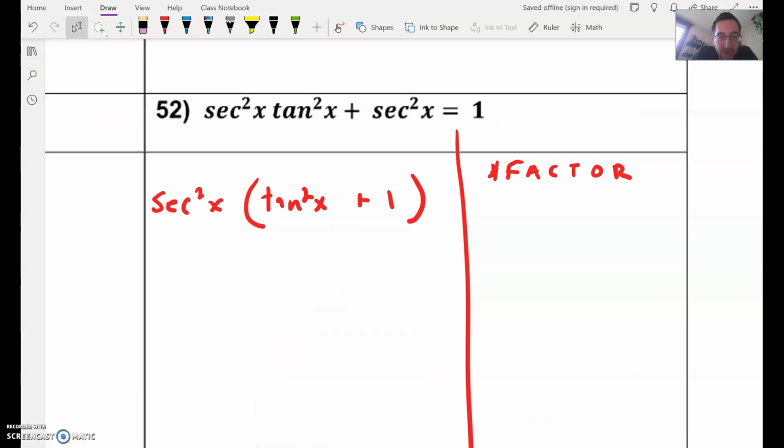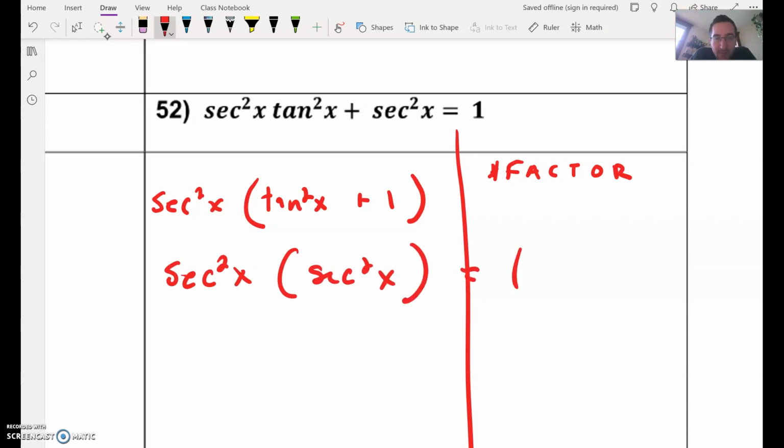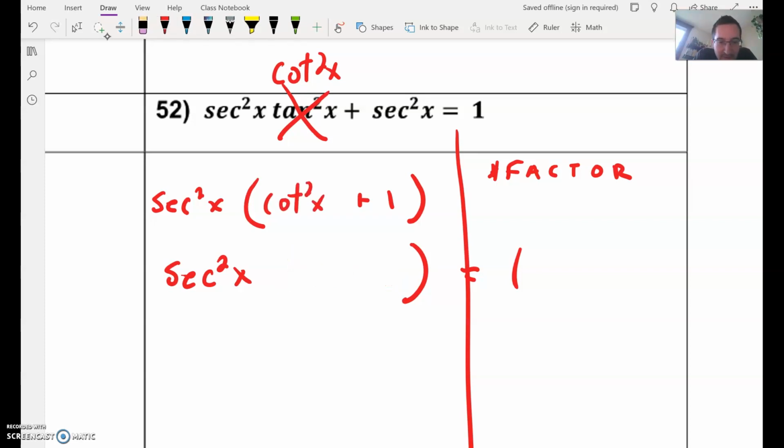But there's a typo in here, because look, secant squared times secant squared does not equal 1. I remember every year there's this darn typo. I need to switch out the tangent for a cotangent. Sorry, you can redo this problem with the cotangent there and it will work. You still factor it, but this is a cotangent, which would make this cotangent squared plus 1 is cosecant.